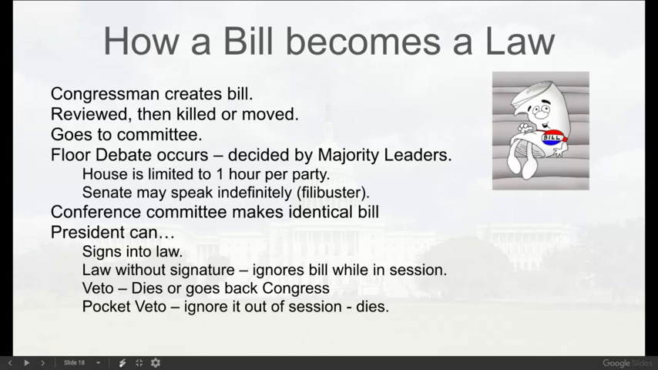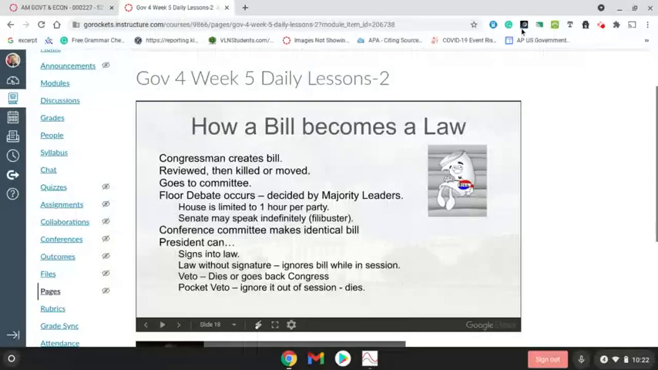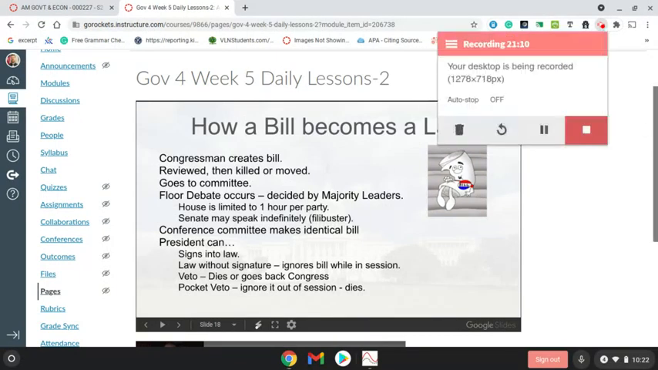And of course, if a veto does occur, it then goes back to Congress, and Congress can actually override his veto with a 2/3 vote. That is incredibly difficult to do, of course. So a 2/3 vote can override.